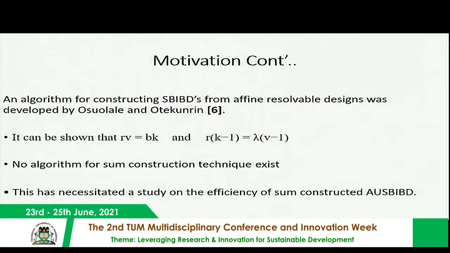The main motivation for this particular study was the fact that no algorithm for a method known as sum construction method of balanced incomplete block designs has ever existed. And this necessitated a study on efficiency of sum constructed AUSBIBD, which implies automorphic, symmetric, balanced, incomplete block designs. Next.